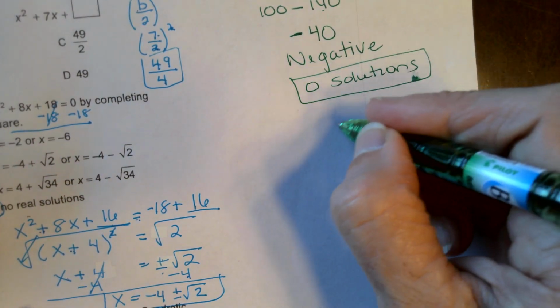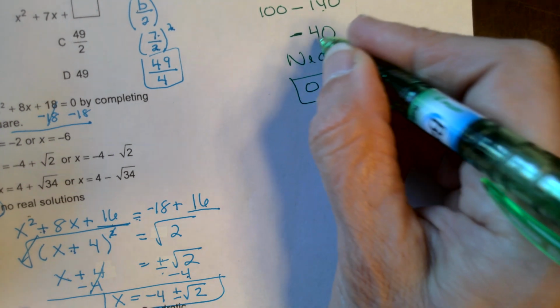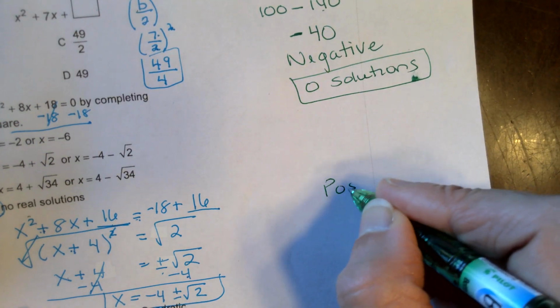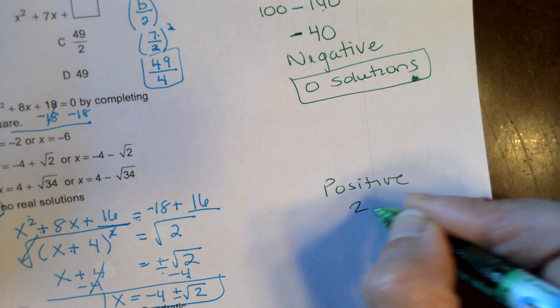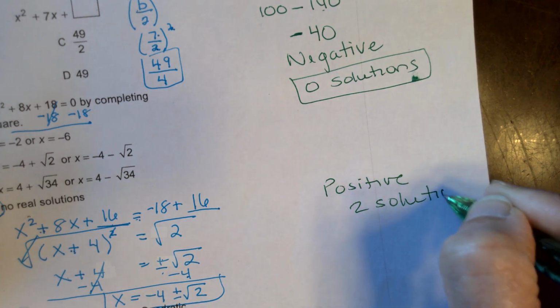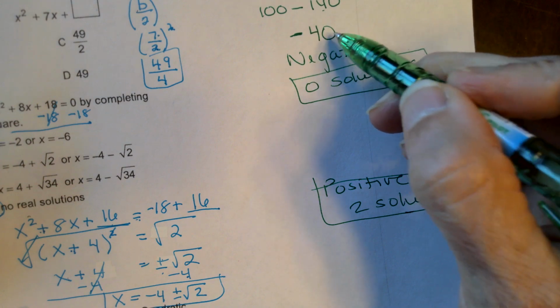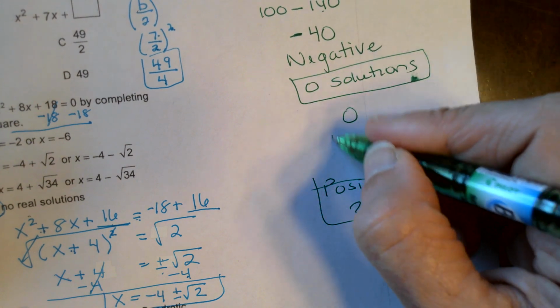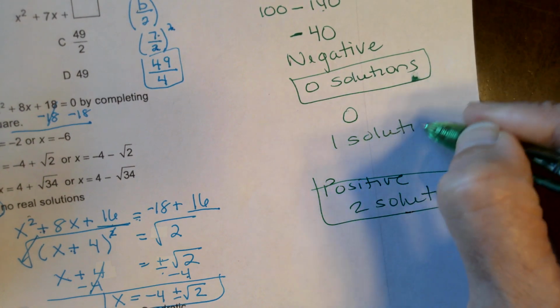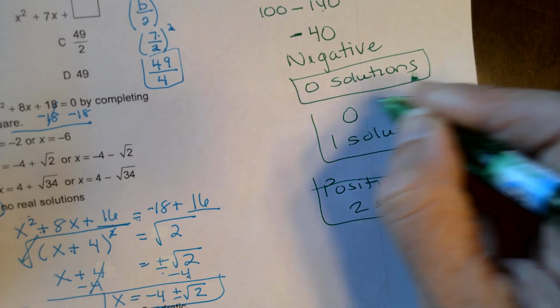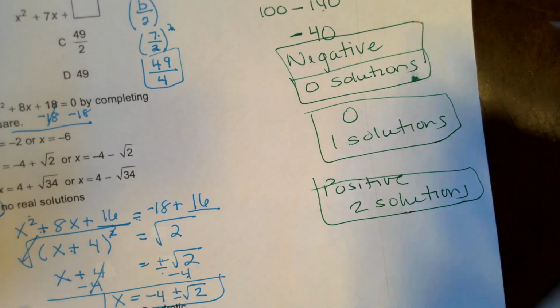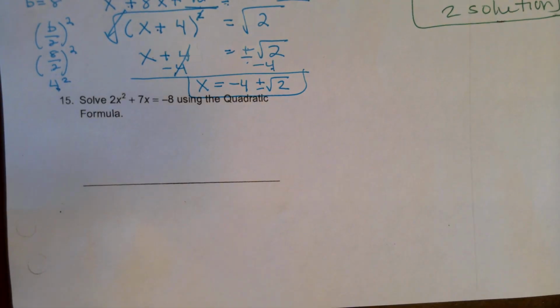If you would have gotten a positive number, that's 2 solutions. And if you would have gotten 0 for an answer here, that would have been 1 solution. So that's a little tricky, isn't it? So you can make sure you review that before the test. Last one, then we're done.